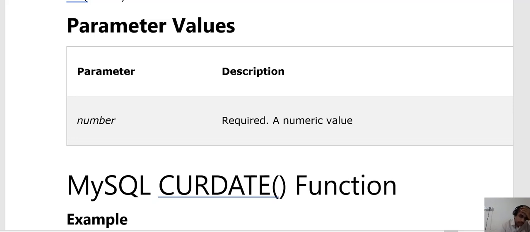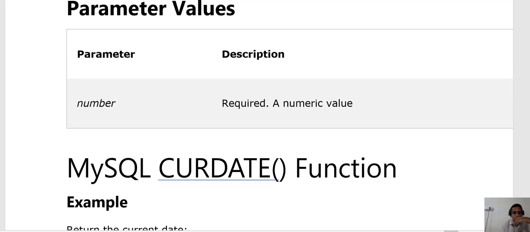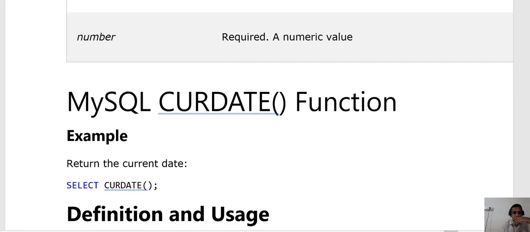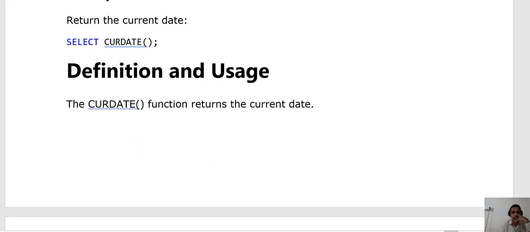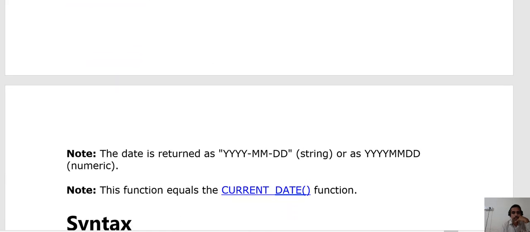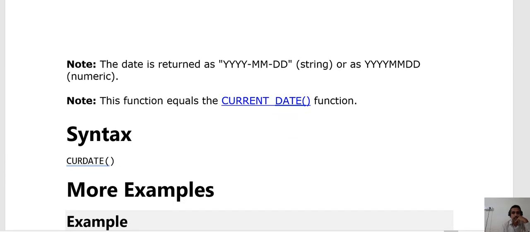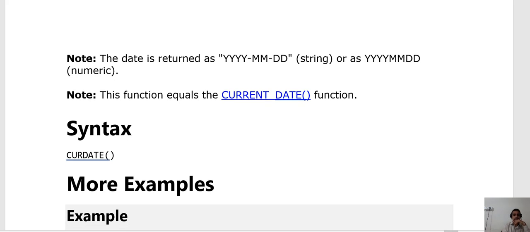So here the MySQL CURRENT_DATE function is there. We can use it to simply do what? Define the date over here. It returns the current date: SELECT CURRENT_DATE. Definition and usage: the CURRENT_DATE function returns the current date. Note the date is written in the format YYYY-MM-DD as a numeric value. This function is equal to CURDATE.